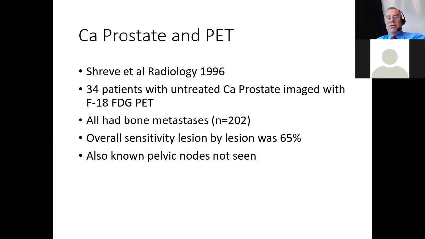The carcinoma of the prostate is a little different, of course, because FDG PET is not our primary method for looking for metastasis in prostate. And they looked at a smaller group of patients. And they found that obviously with PET, they were only getting sensitivity of 65% using FDG. Now, that would be completely different with the prostate-specific agents such as PSMA.